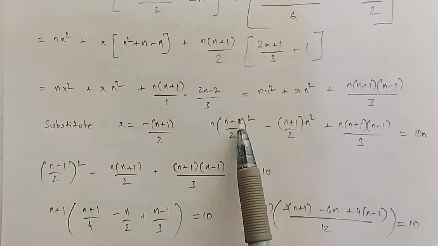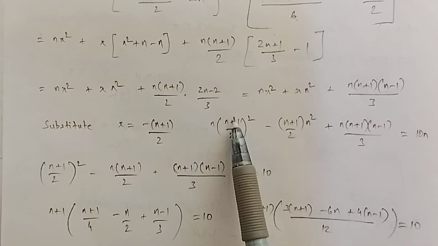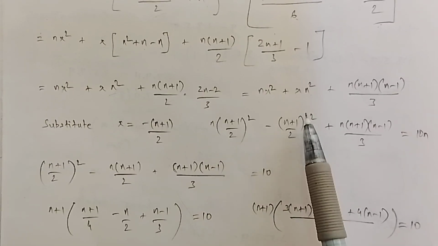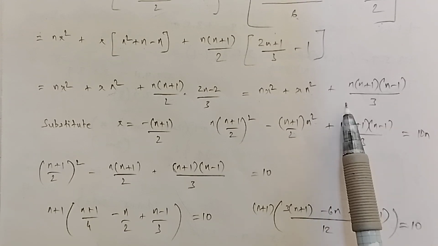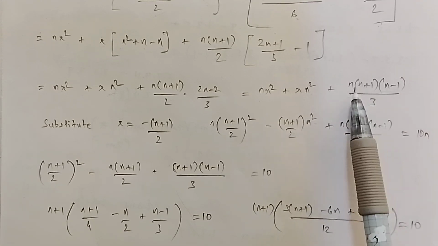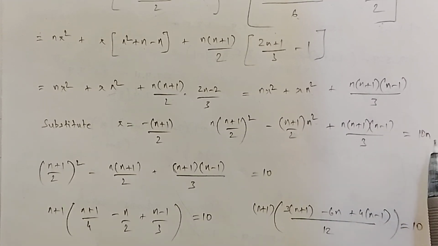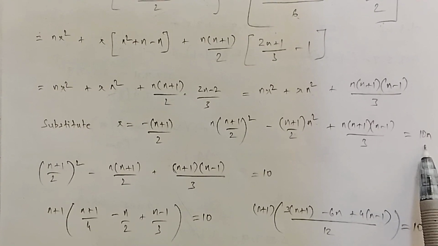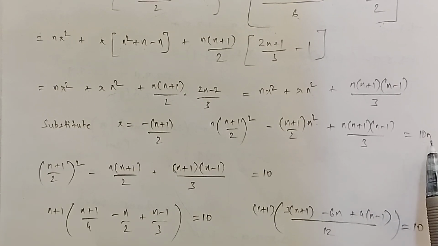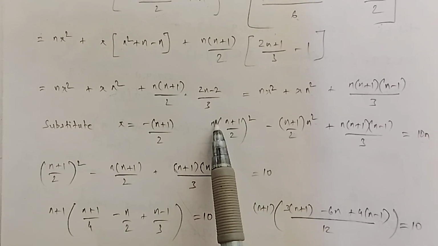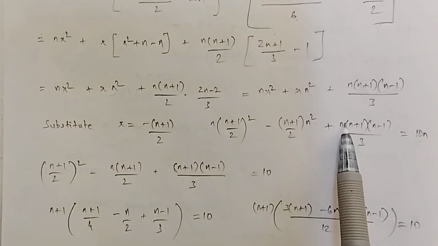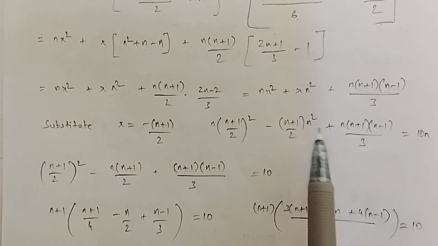So n times minus of n plus 1 by 2, whole square, which is nothing but n plus 1 by 2 whole square, minus of n plus 1 by 2 in the place of x into n square plus this entire expression. This should be equal to 10n, right? Which is what our original equation was. Now let us try to simplify this a bit. Here there is an n, there is n square here, there is n here, there is n here. We'll try to cancel all of that.